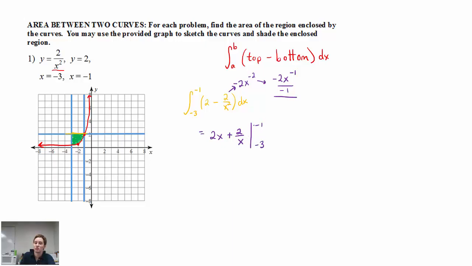The way this works is you plug in the top number first, and then you subtract, and you plug in the second number next. So this is going to be 2 times -1 plus 2 over -1. So I plugged in -1 to both places, minus, we're going to do 2 times -3 plus 2 over -3. Now, if we work this out, we have different ways we can do this, like we can do this in our calculator, or we can do this by hand.